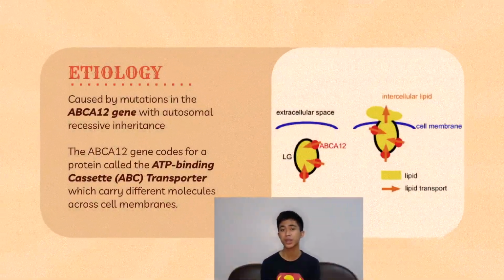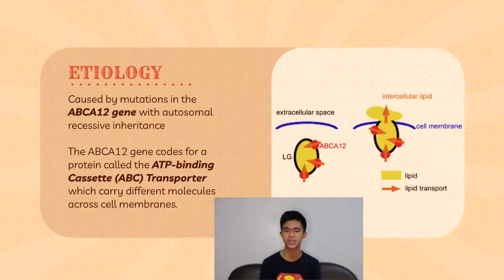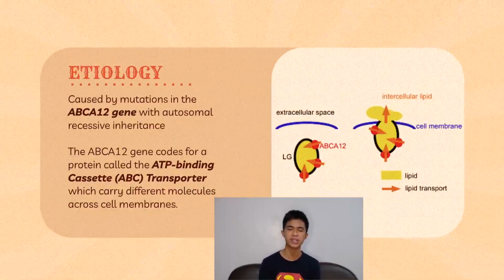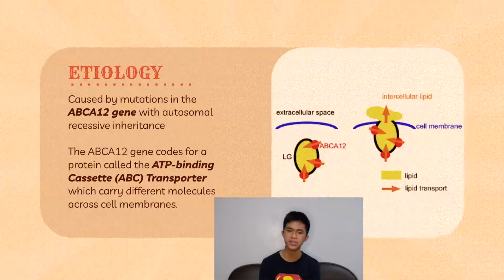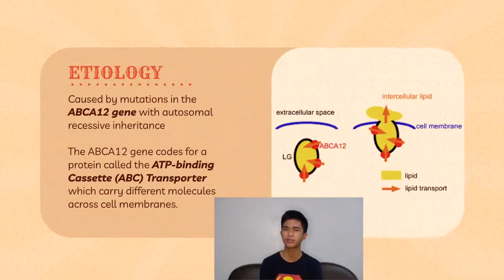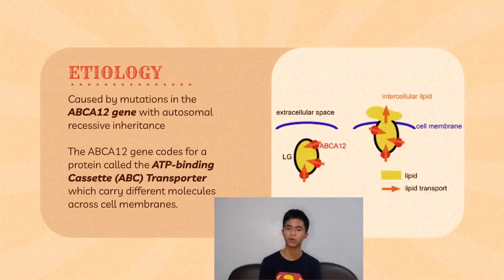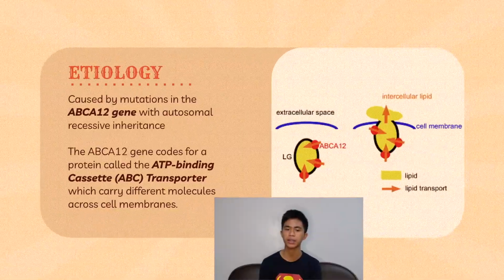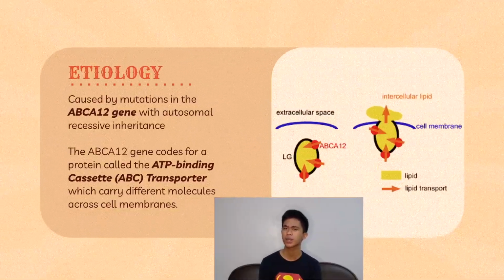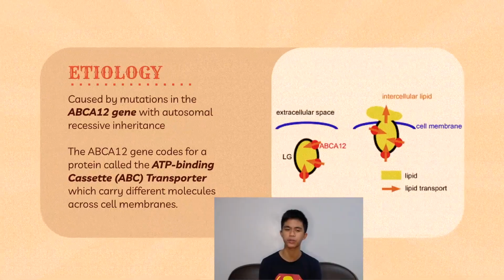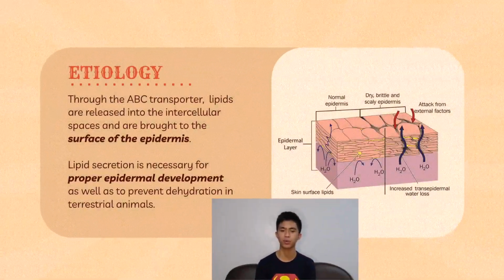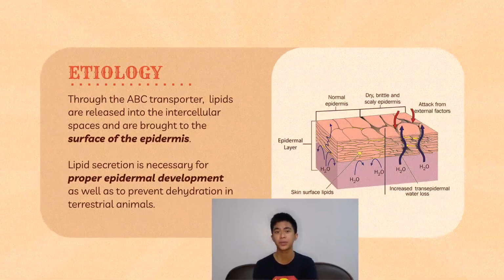Alright, now let's move on to the etiology, or what exactly causes this disease. We now know that this disease is caused by mutations in the ABCA12 gene and that it follows autosomal recessive inheritance. So what exactly does the ABCA12 gene do? Well, this gene codes for a protein called the ATP-binding cassette transporter, which has the job of carrying different molecules across cell membranes. It is through this ABC transporter that lipids are released into the intercellular spaces and are brought to the surface of the epidermis.